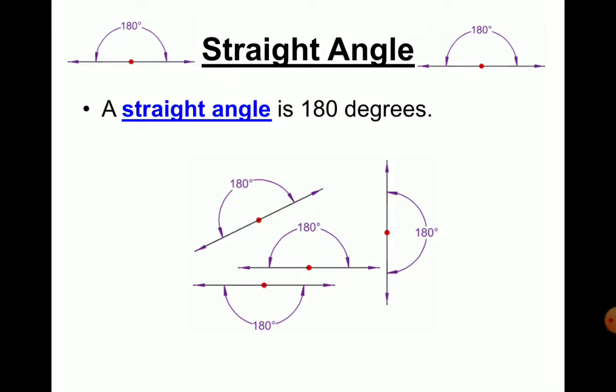A straight angle, and a straight angle is exactly 180 degrees. That is just like a straight line. It would be exactly 180 degrees.